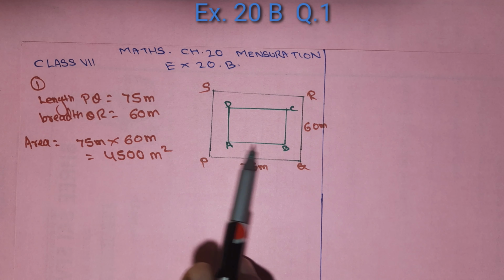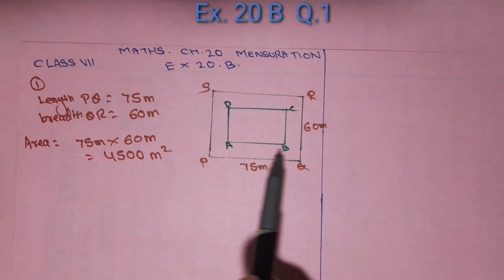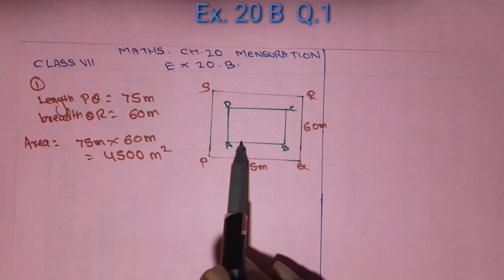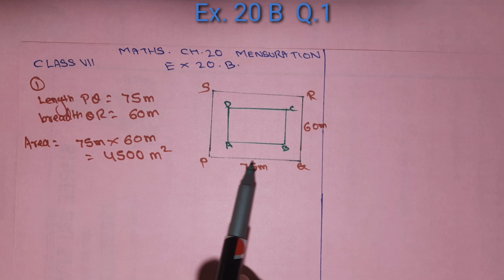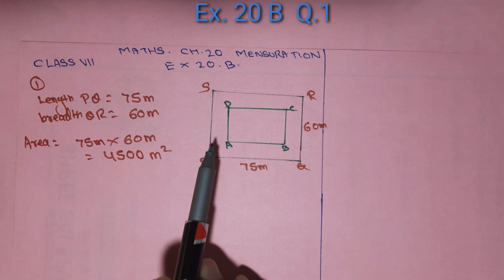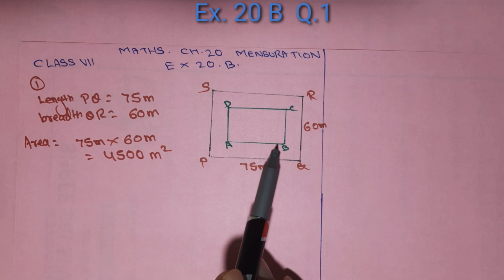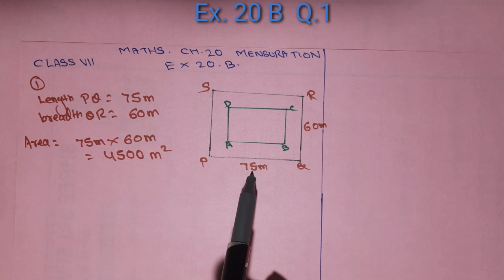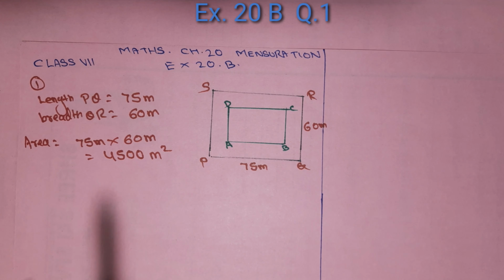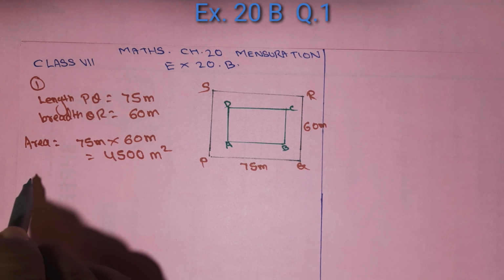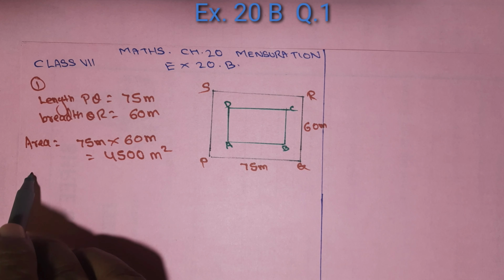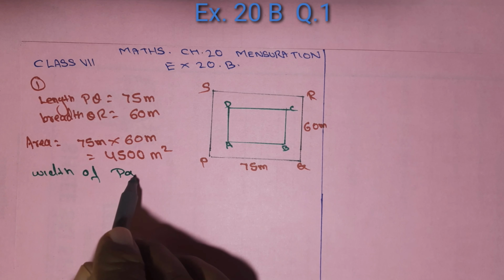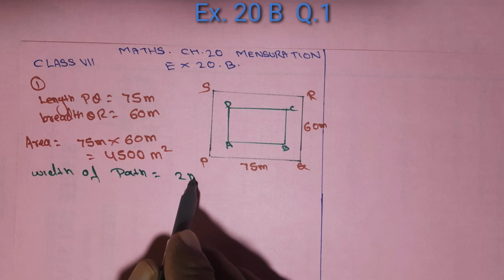Now here also it is in the shape of a rectangle, so we have to find out the area. For area we require length into breadth. So what will be the length of this? This complete PQ is 75, but here we have to minus 2 meter and 2 meter. From 75 if you minus 4, that will be the length of AB. First of all we'll see width of path. Width of path all around is equal to 2 meter.